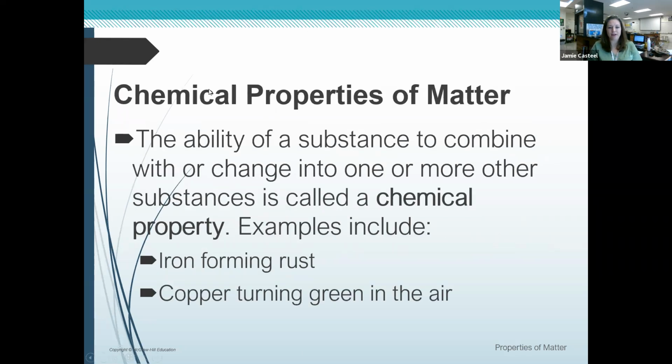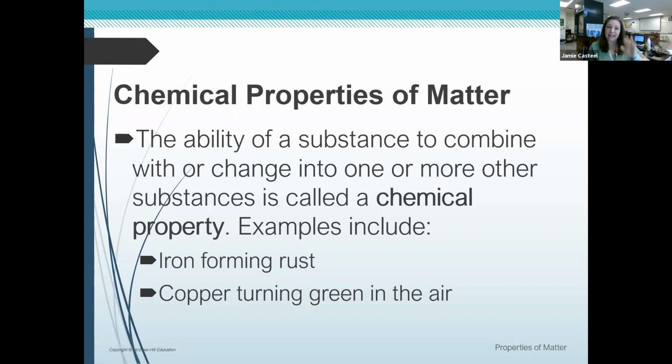Chemical properties of matter. The ability of a substance to combine with or change into one or more other substances is called a chemical property. This changes the subject. Clearly, if it's a chemical change, I'm not going to get what I had back. Examples: iron forming rust. I can't get that rust, that iron oxide, back to iron without doing another chemical change, without changing the structure of the atoms. Copper turning green is called oxidation. The Statue of Liberty is now green.